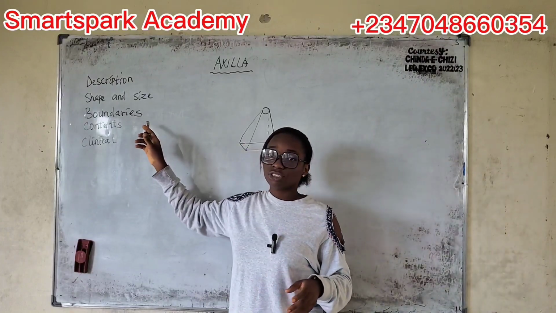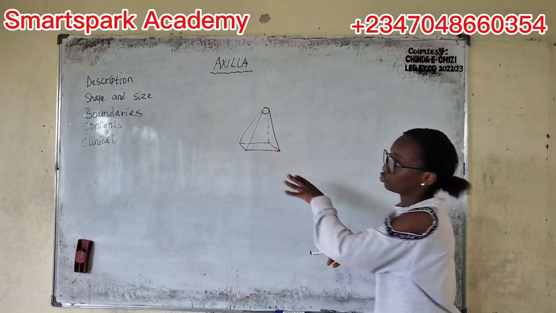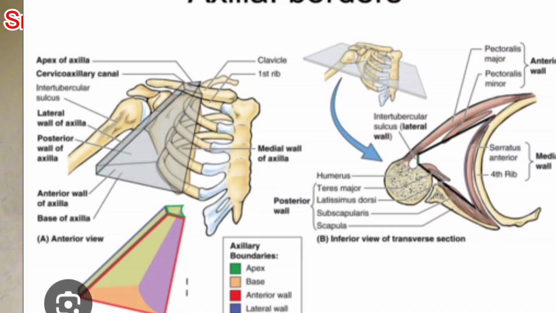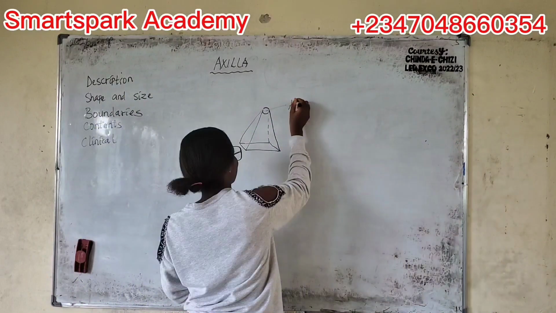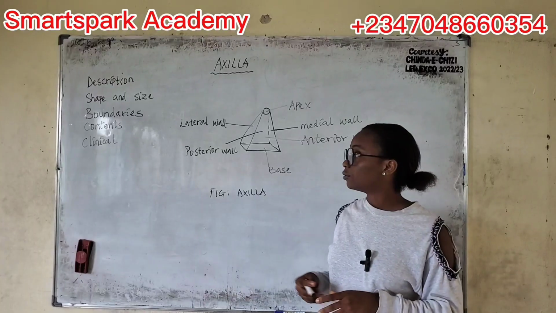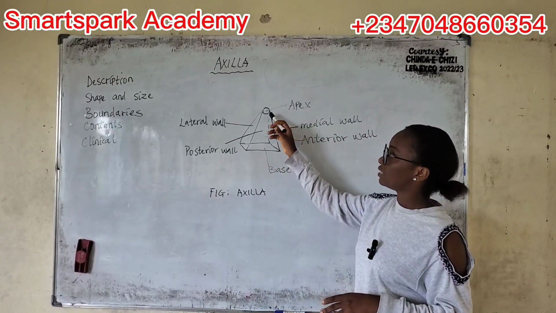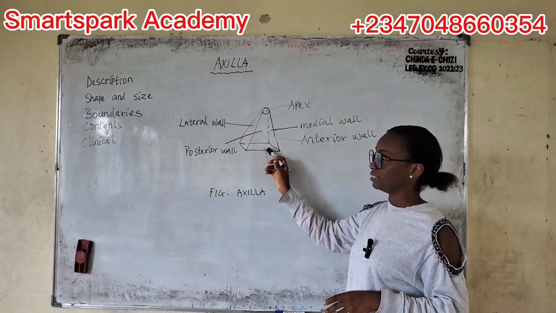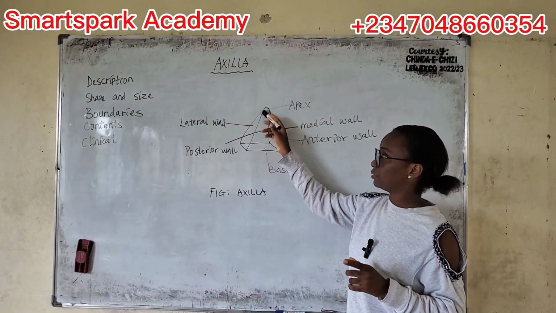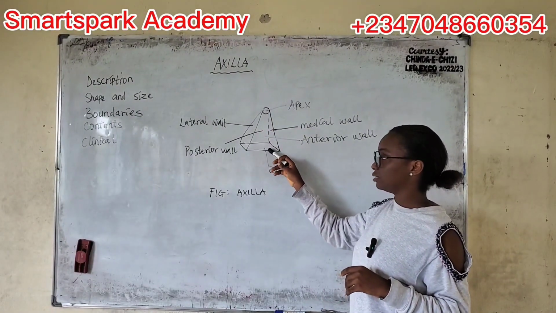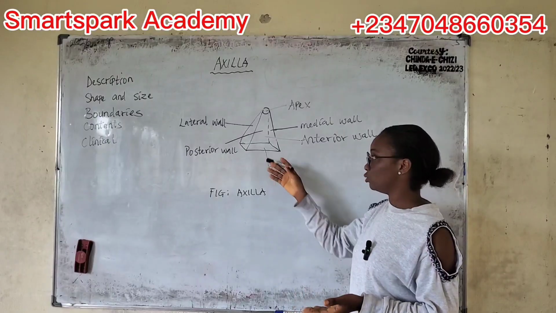We'll look at the boundaries of the axilla. We are going to use this rough sketch to explain that. Let me do a quick labeling of this so that I'll explain with that. On the boundaries of the axilla, as you can see, this is well labeled now. We have the apex, we have the base. Apex, the tip, the up part. We have the base, which is the down, the part below.